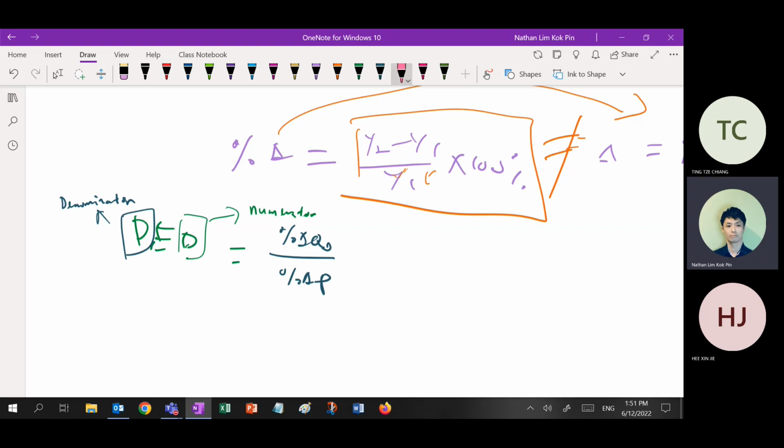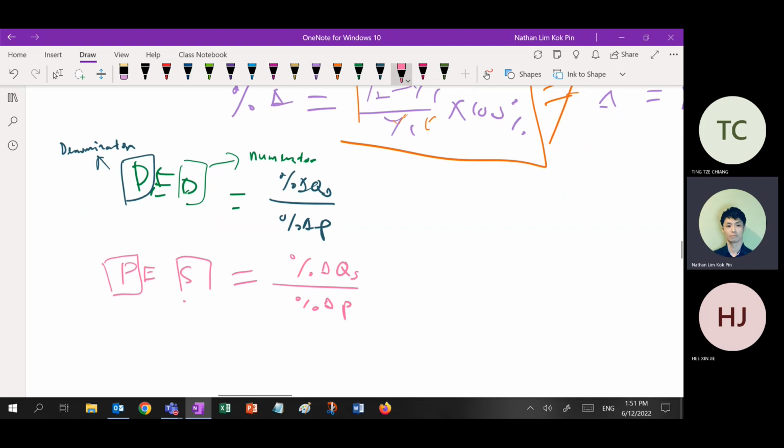PES, you just follow. This one is the denominator, this one is the numerator. The same for YED. Almost. You see what's the difference? Actually, nothing is different. The percentage is still the same. For PES, I change the D to S, so QD becomes QS.